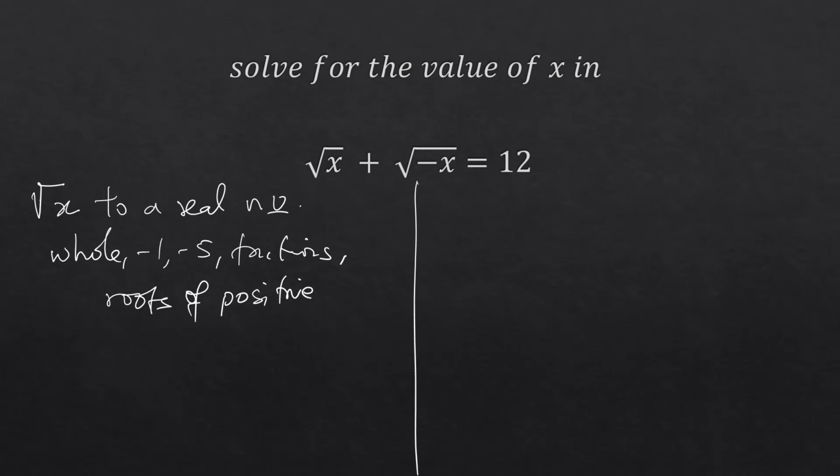But for x to be these numbers, we need to make a very important statement for x. We need to say that x must be greater than or equal to 0. I mean, this particular root x, right? So the value of x must be either 0 or numbers greater than 0.